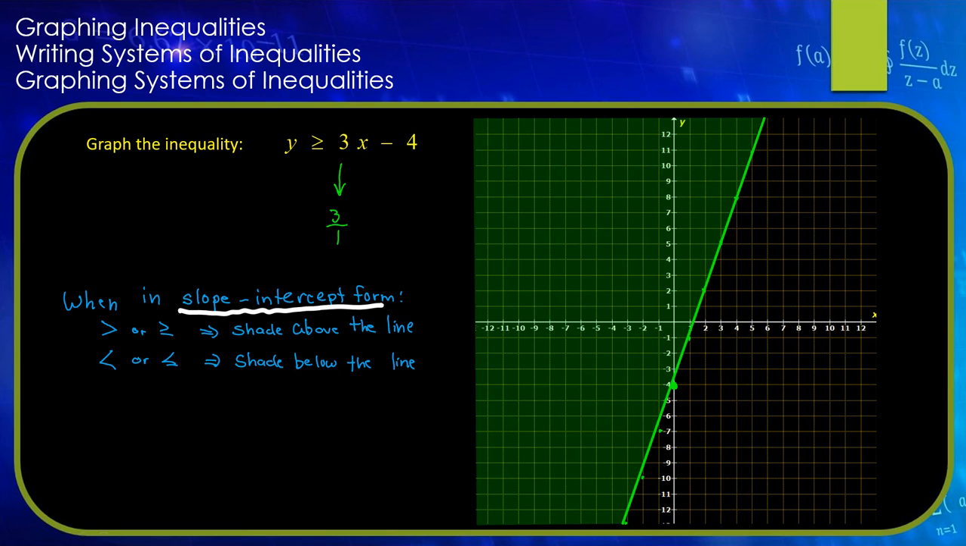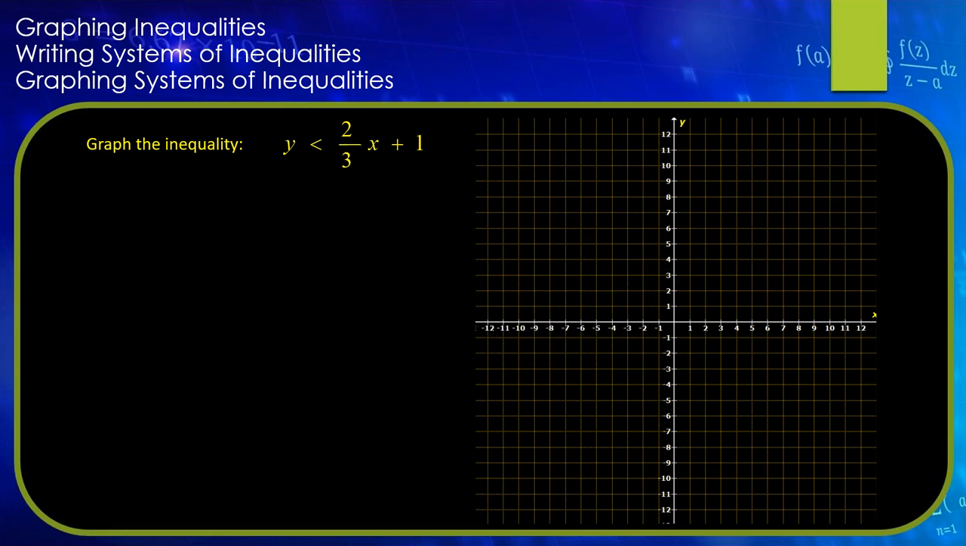So let's try another one and see what you come up with, and then we'll go over it. Again, I'm going to ignore the less than symbol for the time being and just go through the process of graphing this line, which is written again in slope-intercept form. So y equals 2/3 x plus 1. I'm going to start with the plus 1 as the y-intercept and plot a point here at 1.